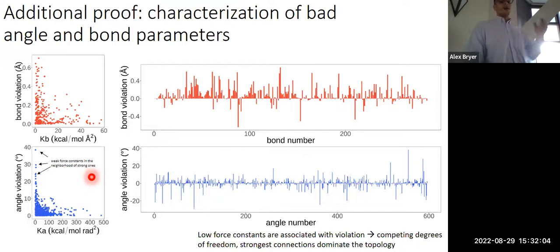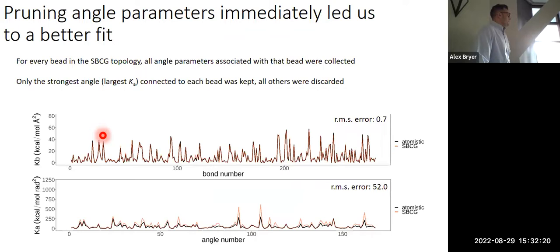Well, the way that we did this was by removing excess angle parameters. So we wanted angles in the model. We didn't want something similar to an ENM. We still wanted angles and we came up with a way to remove them. So this is our fit, and I'll discuss how we do that in the next slide. We came up with this method that we refer to as pruning, where we basically retain only the strongest angle parameters in our model.